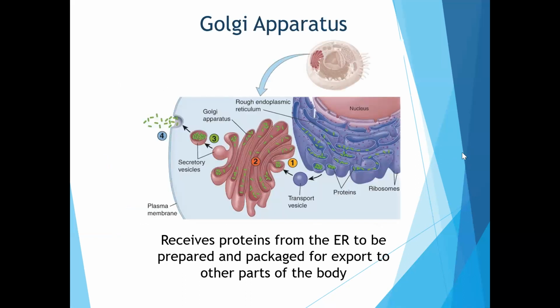Okay, the Golgi apparatus. Here's another organelle. This is your mailman. So you get proteins from the endoplasmic reticulum. They put it in a box, package it up, and then it can export it to other parts of the body. So there's your ER, and this would be a rough ER because it has the ribosomes. Sends it to the Golgi, packages it up, and it's going to go out to another cell.